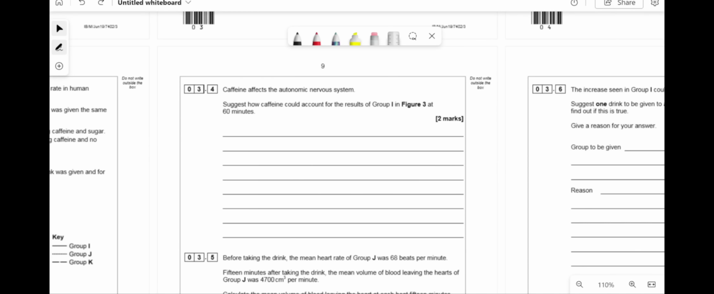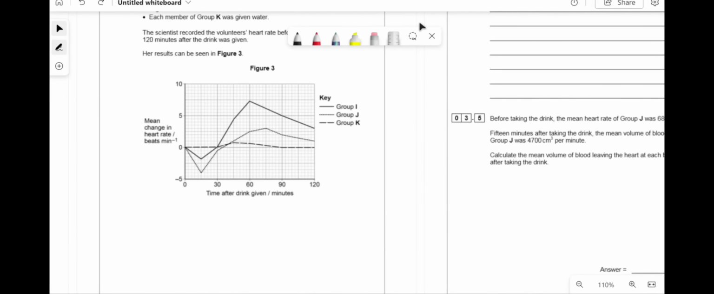Suggest how caffeine could account for the results in I at 60 minutes. So let's look at 60 minutes then. What happened with I? In I, the mean change in heart rate was about 7.5, so that means their heart rate increased.